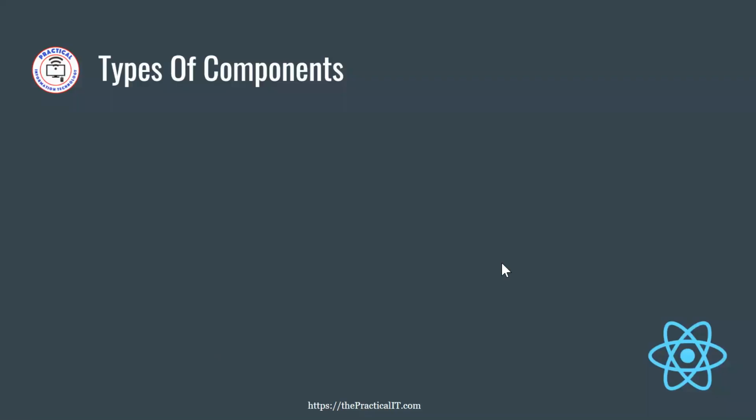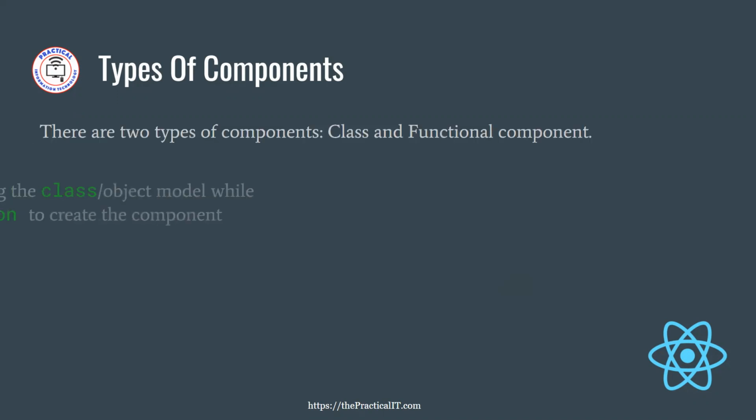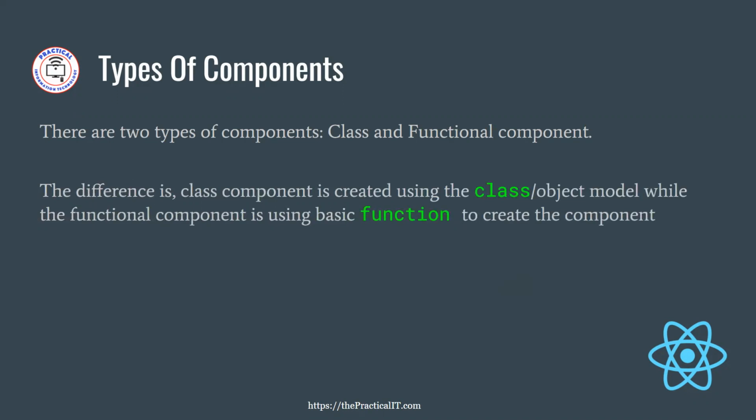All right, on the previous one, we have seen what a component is, and on this one, we're going to see how many types of components we have. So basically, we have two types of components out there. We're going to call them class and functional component. The difference is basically on how we're going to be creating the component, and the first one is using just a class.